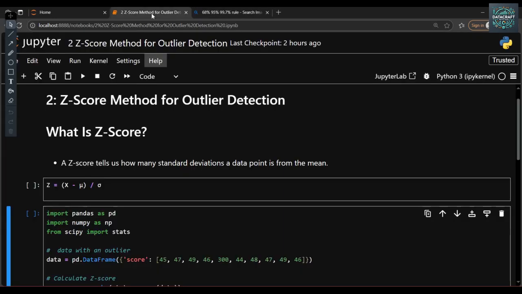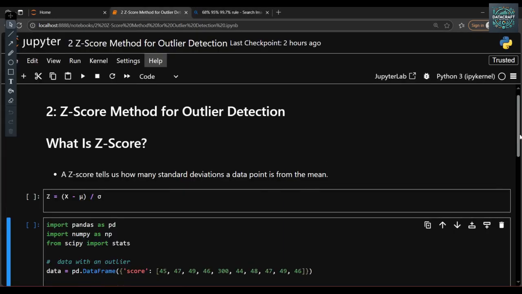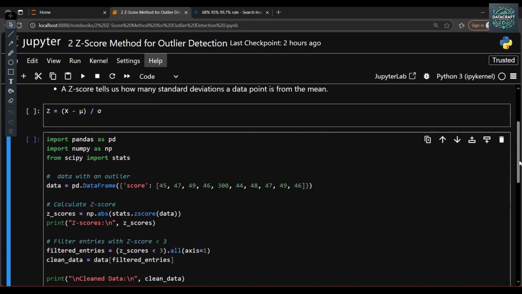Alright, now let's try to understand with the help of coding. I have already written the code. The libraries I have used are Pandas, NumPy, and SciPy, from which we have imported stats. Then the data points are 45, 47, 49, 46, 300, 44, 48, 47, 49, 46. I can see that the 300 is the outlier. But wait, let's try to understand.